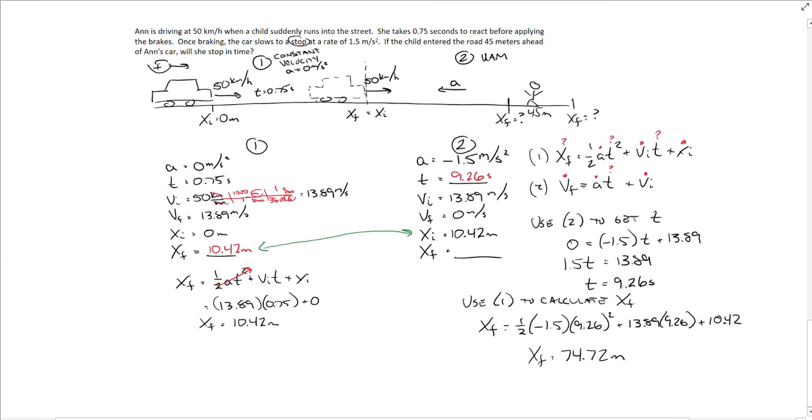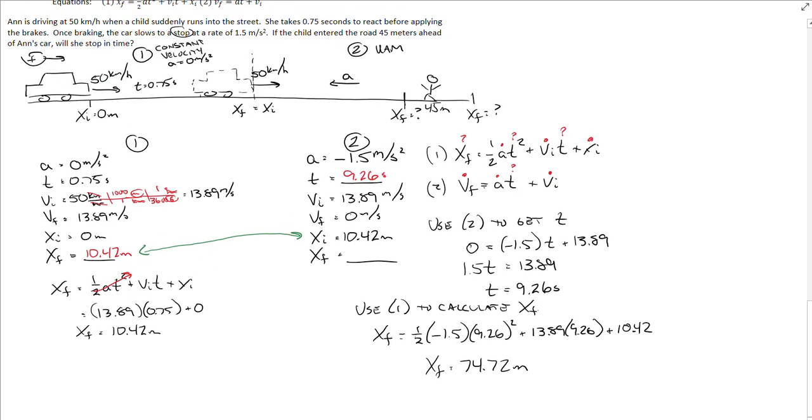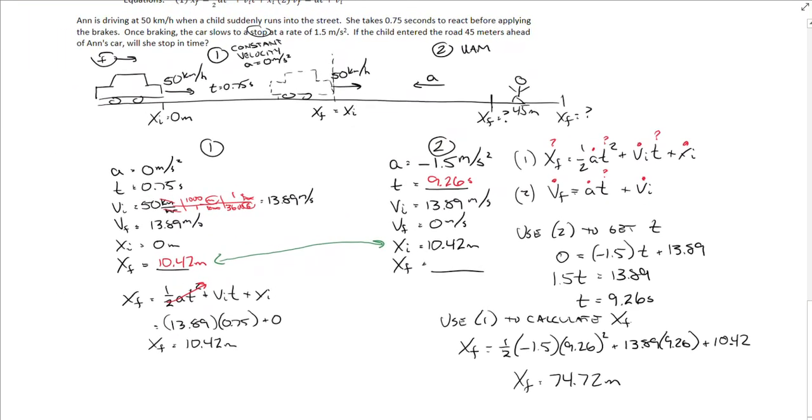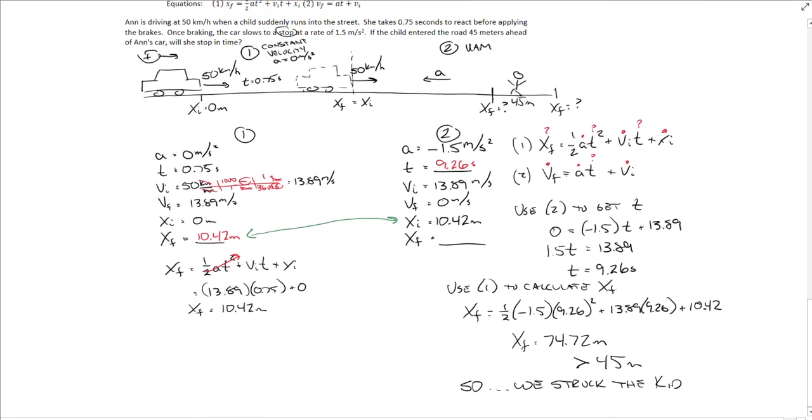Oh, what does that mean? Oh boy, let me double check, make sure I didn't do something wrong here, because that's not a good thing. All right, if my child is located at 45 meters, this answer is greater than 45 meters. So to answer my question, we struck the kid. Didn't mean to be morbid here. Sometimes when you write physics problems, bad things happen.